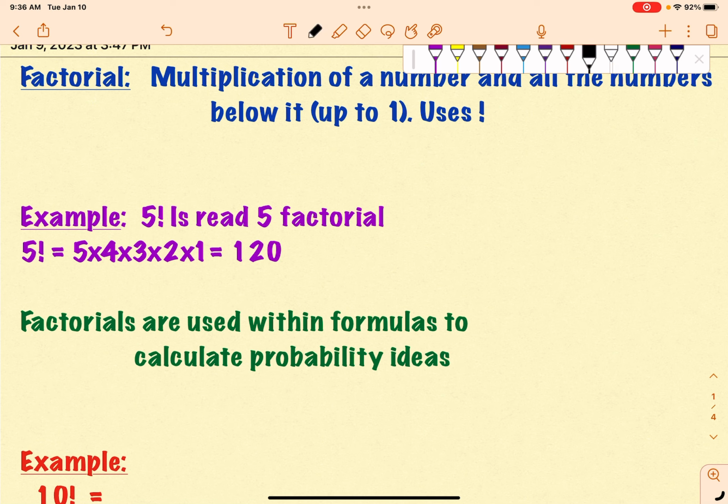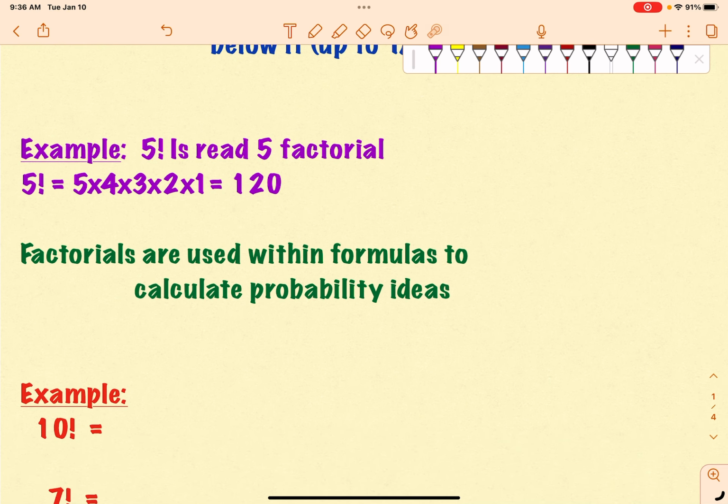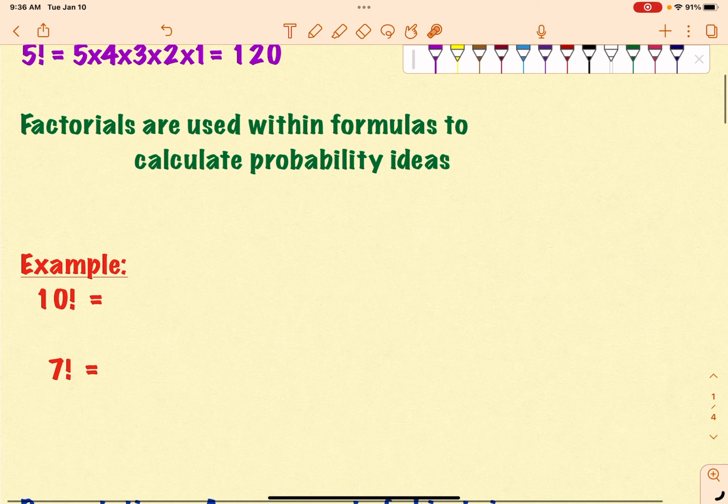So it's actually a way that you can use to write multiplication of a set of numbers very quickly. Factorials are used a lot when they write formulas, especially to calculate probability ideas. And so today we're going to start with a probability idea of permutations, and we're going to use factorial within it. So let's make sure you have this idea of factorial taken care of.